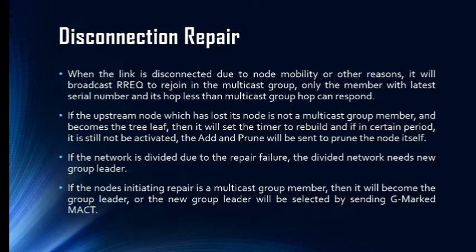If the upstream node which has lost its node is not a multicast group member and becomes a tree leaf, then it will set a timer to rebuild, and if in a certain period it is still not activated, the add and prune will be sent to prune the node itself. If the network is divided due to repair failure, the divided network needs a new group leader. If the node initiating repair is a multicast group member, then it will become the group leader, or the new group leader will be selected by sending G-marked MACT.